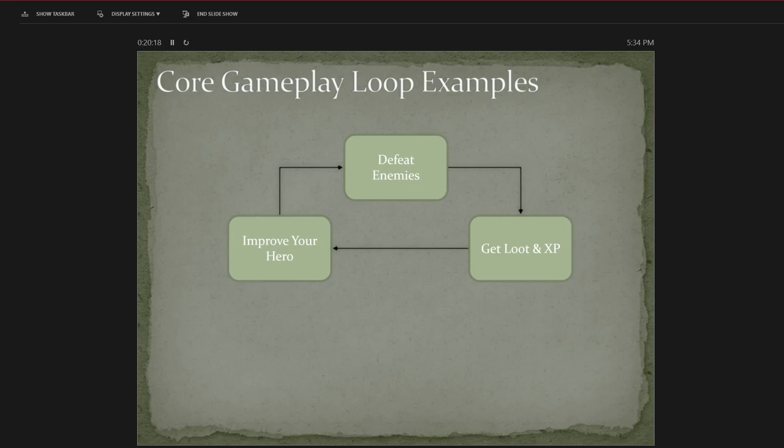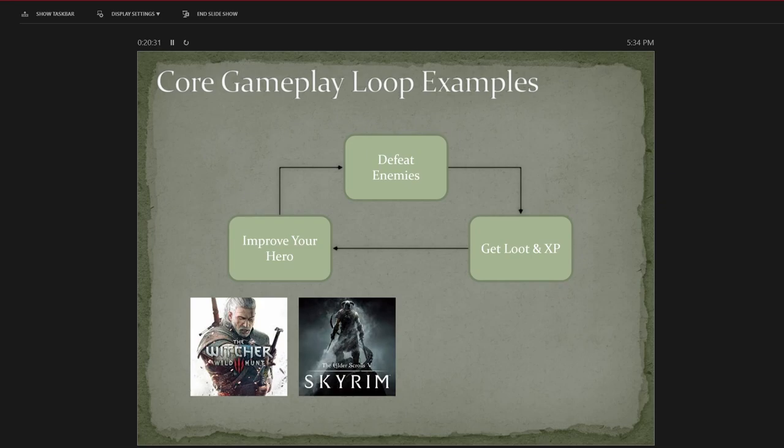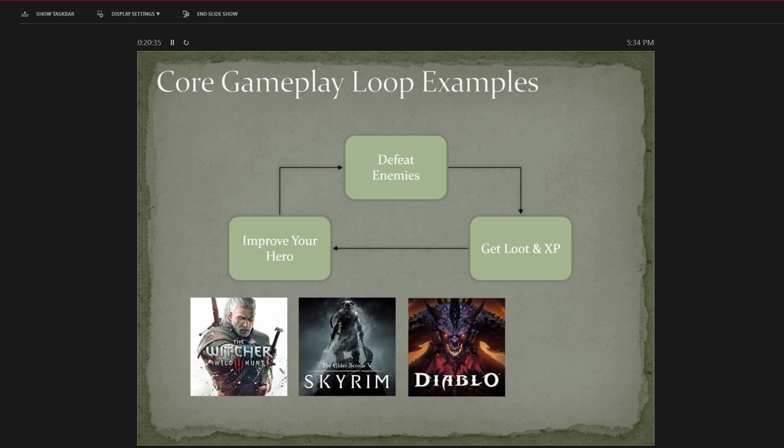So what game am I describing here with this core gameplay loop? Defeat enemies, get loot and XP, improve your hero. If you said The Witcher 3, correct. If you said Elder Scrolls Skyrim, correct. Or any Elder Scrolls game, really. If you said Diablo, correct.